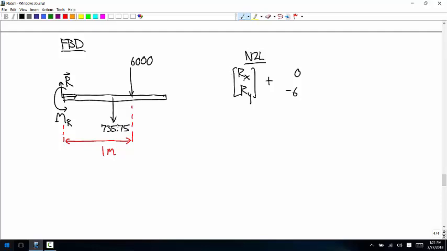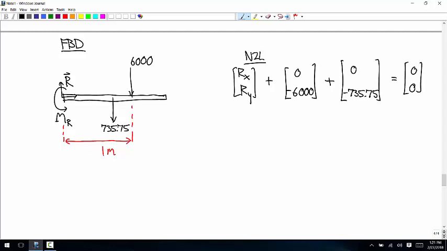Okay, so Newton's second law, R, and then the force from the distributed load, and then the force from the weight, which, by the way, is also a distributed load. We just all along have been treating that like a point force, so we don't have to recalculate it. So that's 0, negative 735.75, and those all add up to 0. So the R vector is equal to positive 6,735.75. Well, the y component.